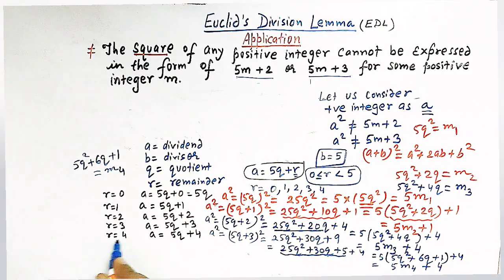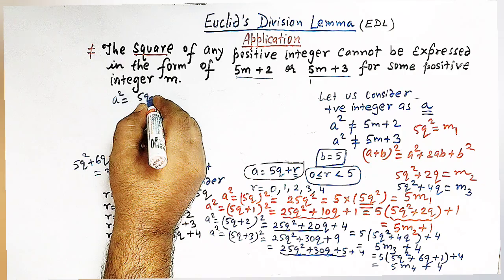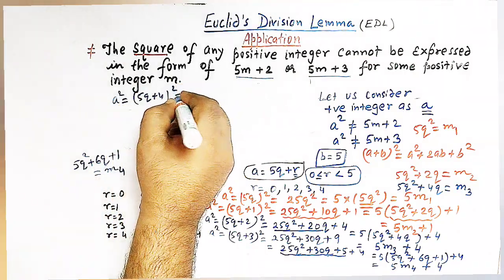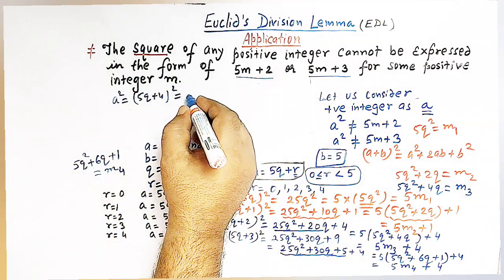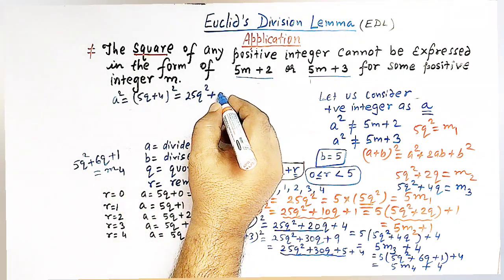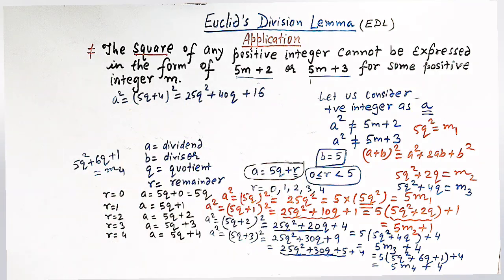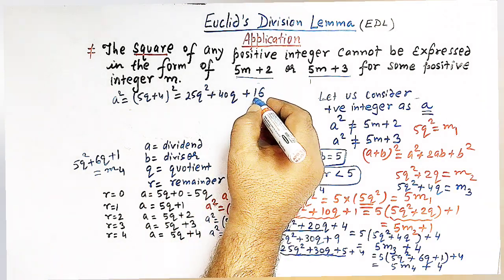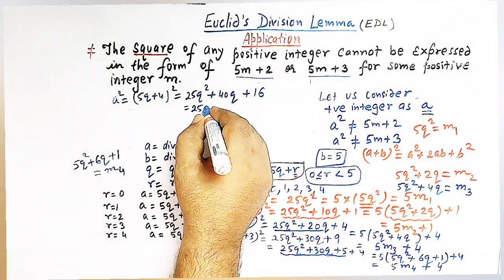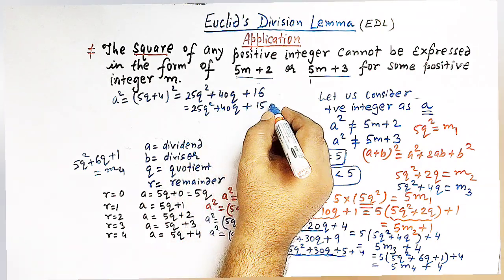So now let us take this last case, r is equal to 4. Here, taking the square, we have (5q + 4) squared, and again applying this identity, we have 25q square, then 40q (that is 2ab), then 16. Now we can split this 16 as 15 plus 1. So we have 25q square plus 40q plus 15 plus 1.